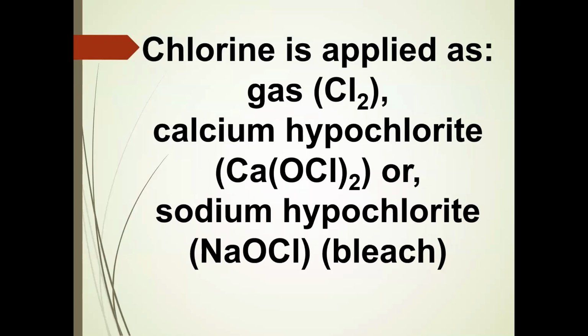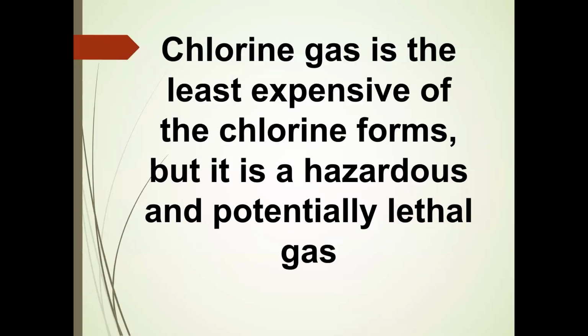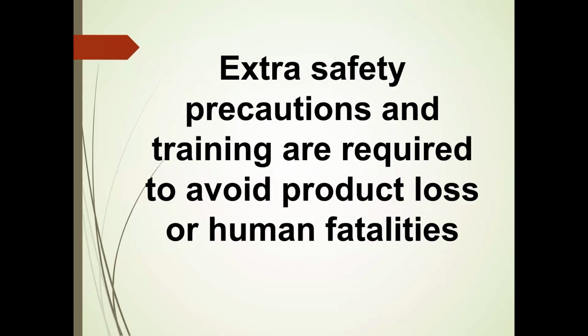Chlorine is applied as a gas, that is Cl2, as calcium hypochlorite, or as sodium hypochlorite, which is also known as bleach. Chlorine gas is the least expensive of the chlorine forms, but it is a hazardous gas as it is potentially lethal both to produce and humans. Therefore, extra safety precautions and training are required when using chlorine gas.